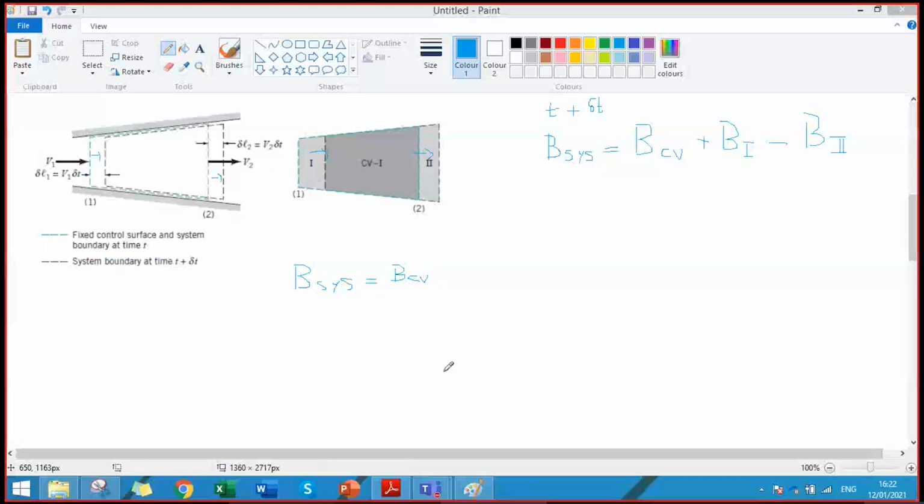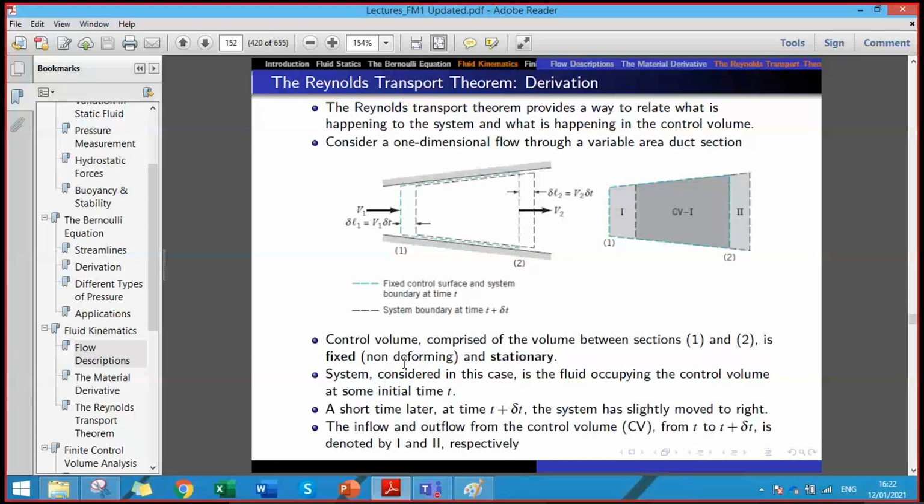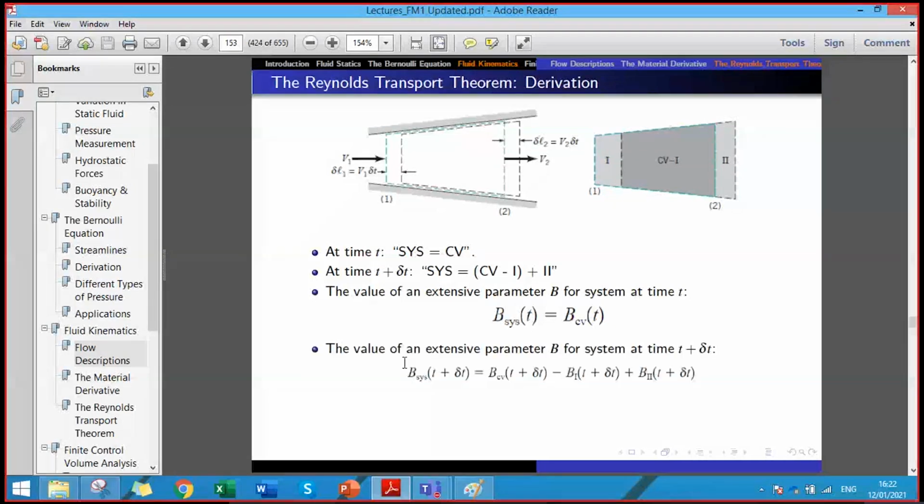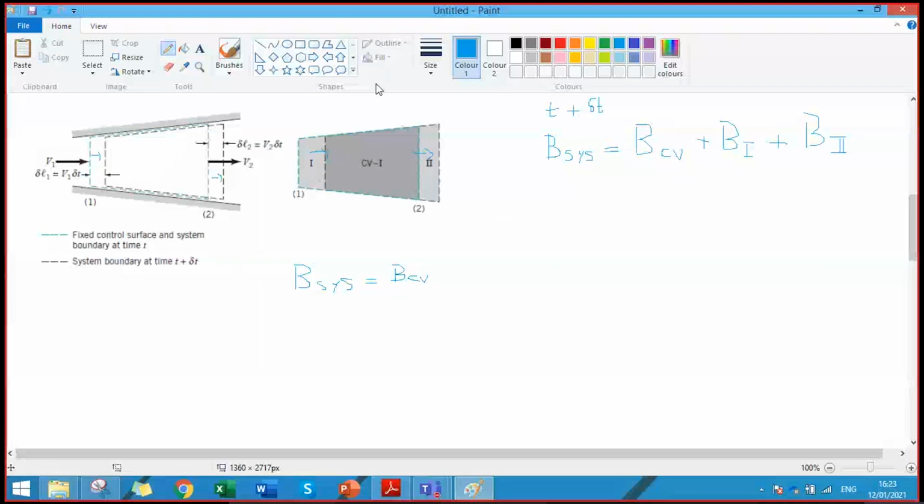So if it is clear, at the initial time, it is B system equals B control volume, and at time t plus delta t, it is B control volume at t plus delta t minus B1, which is the mass entering the system, plus B2, that is the mass leaving the system. Clear? There I may have reversed the signs. Yes, this is my plus and this is minus. B1 is the amount entering and B2 is the amount leaving.